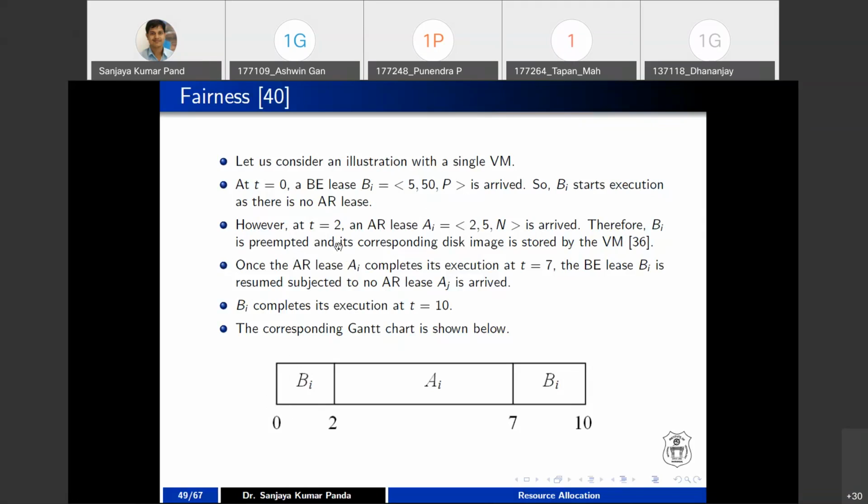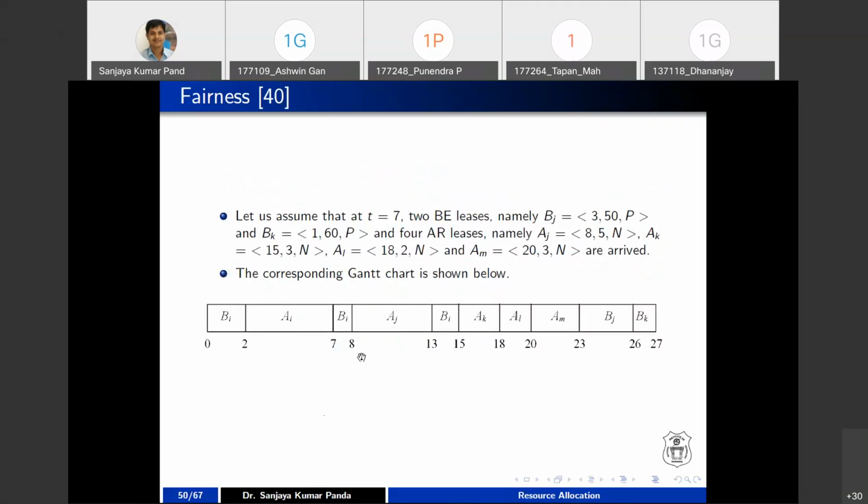But what happened at t is equal to 2? An AR lease reaches the system, asking for 5 units of work which need to be started at 2, and it is in the non-primitive mode. So what do you have to do? You have to preempt this best effort lease and start the work from 2, 5 units, which will complete by 7. Once the AR is completed, you have to resume the best effort lease so that it will complete by 10. So you can say this is 2 plus 3 is 5. In this case, the AR is asking for 5 and the best effort is also asking for 5, but we are giving them in two different slots because of the arrival of the advanced reservation lease.